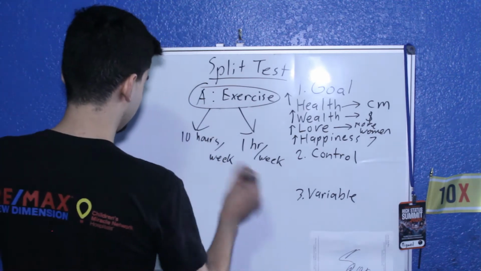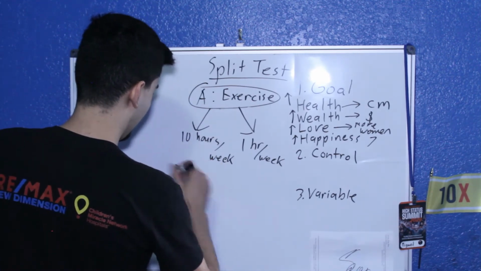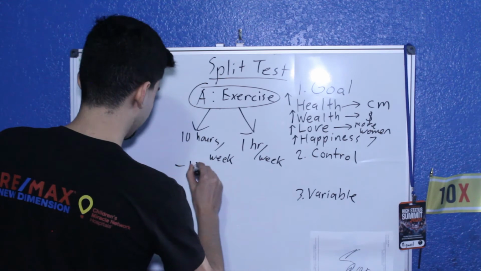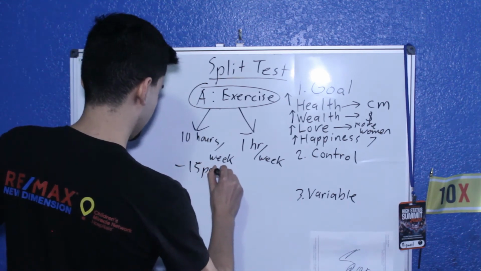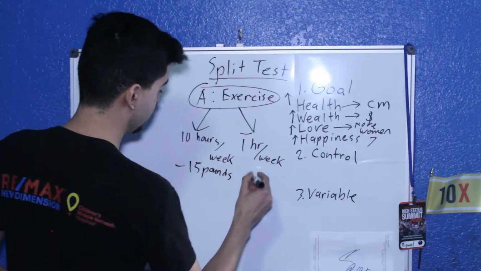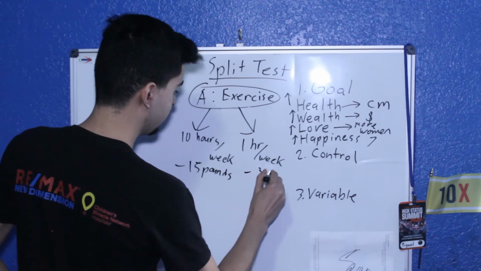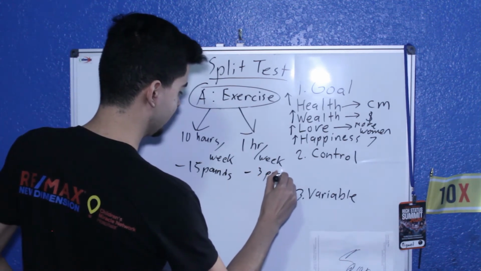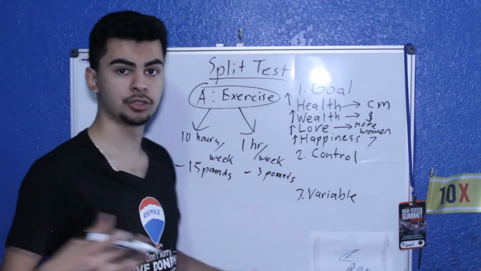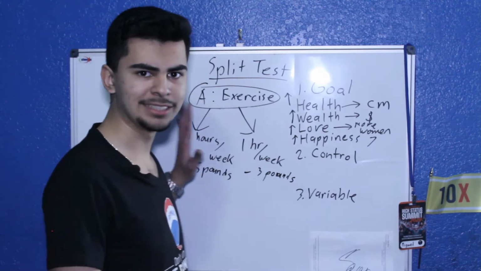Maybe you're like, oh yeah, I lost, let's say, 15 pounds, and in this one I only lost like 3 pounds, and you're like, oh yay, I'm getting 5 times the results. I should really keep exercising 10 hours a week.